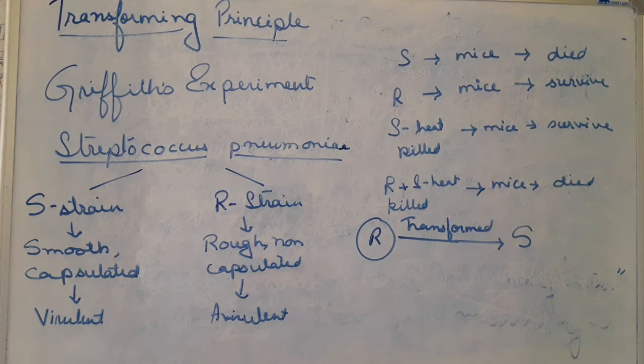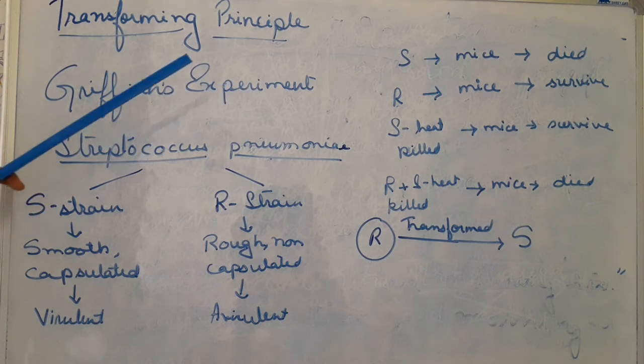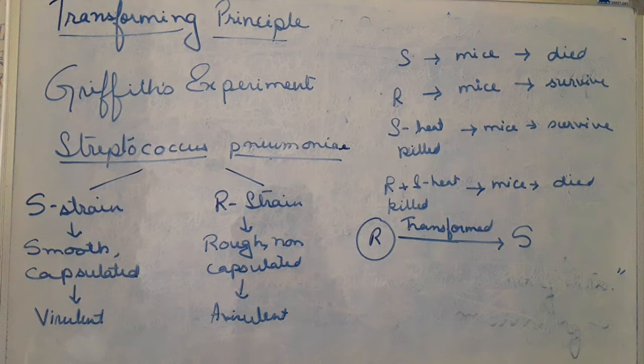Now after obtaining all these, he selected mice as his experimental material, and he took these strains and injected them part by part into the body of the mice. First of all, he injected the virulent S strain into the mice. Then the mice died. The second time, when the rough R strain was injected, the mice survived.